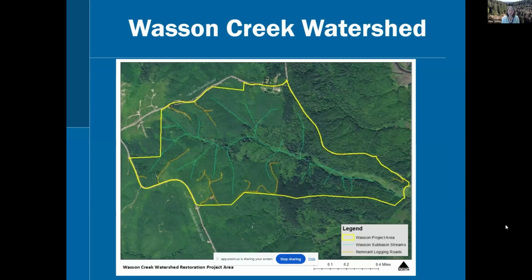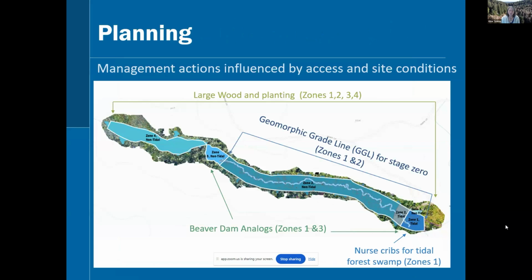Here's the Wasson Creek watershed, and on the right-hand side, you can see the main valley area, which is the site of our earth-moving work and major restoration implementation last year. This is a map of the valley that was created by Jennifer Kirkland. You can see it's divided into an upper zone and a main valley area.